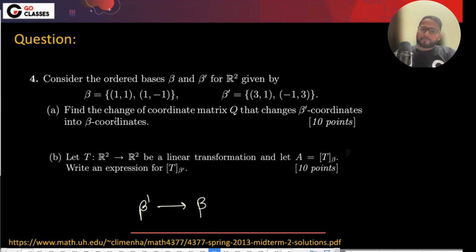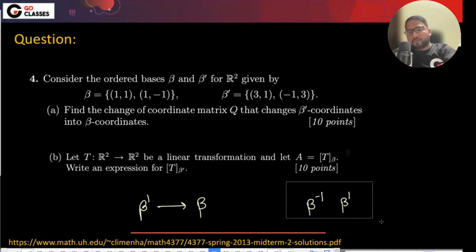Then what should it be? I think B inverse and then B prime. Yes, B inverse into B prime. That's true. Okay, great. So you people have given the correct answer. Let me go to the next page and remove this answer from here because I want the answer on the next page. So this is the correct answer.